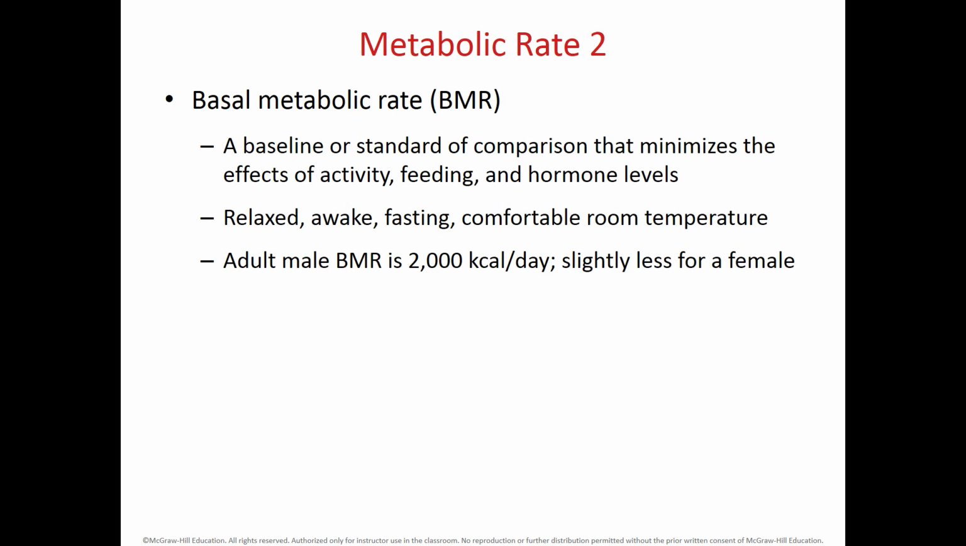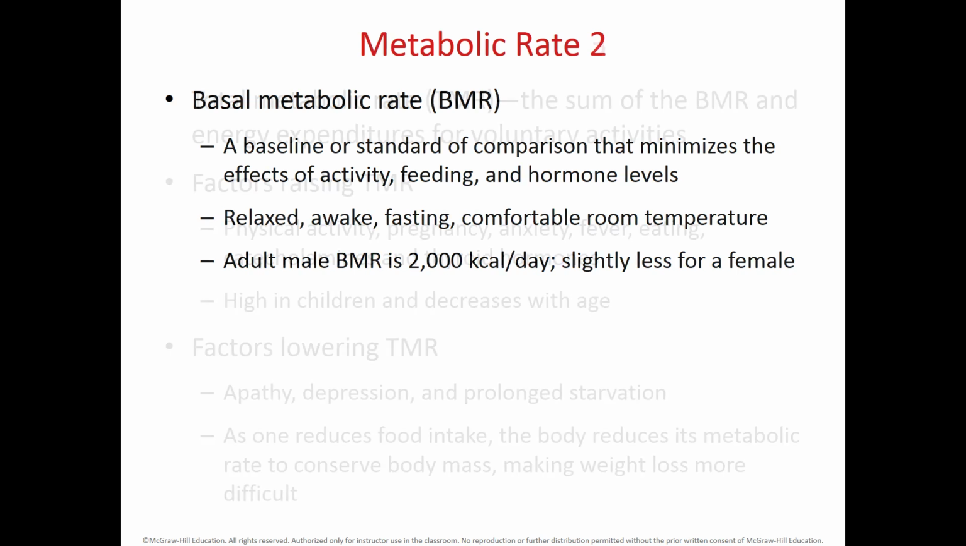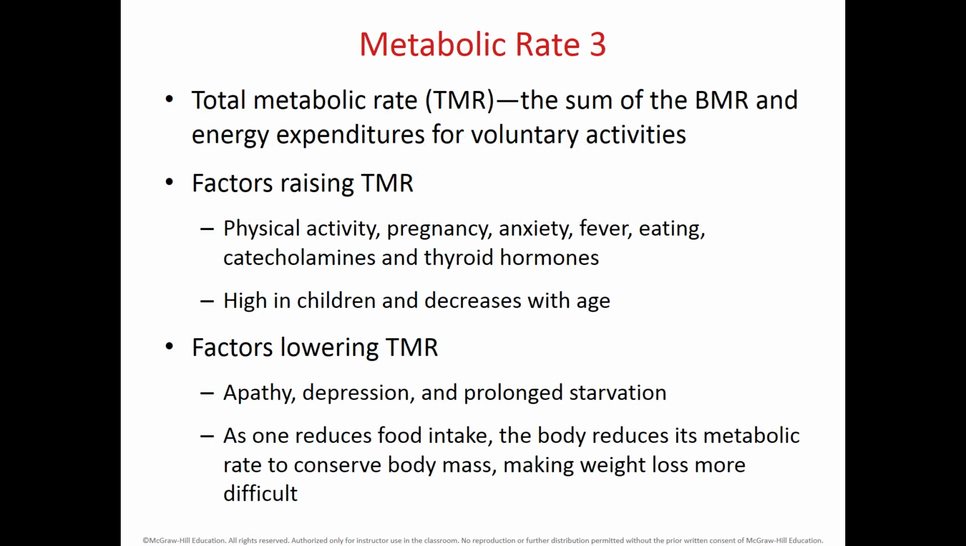BMR, or basal metabolic rate, will be a baseline or a standard that compares the minimal effects of activity, feeding, and hormonal levels. So an adult BMR is usually in the males 2000 kilocalories per day, and it's slightly less for females.